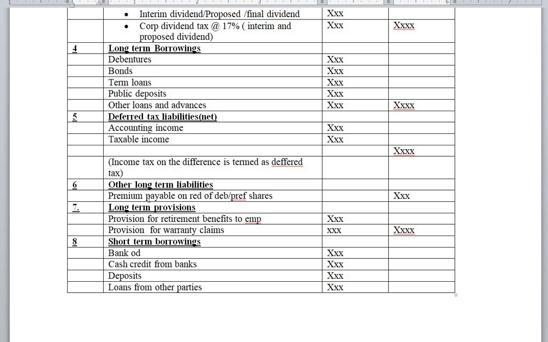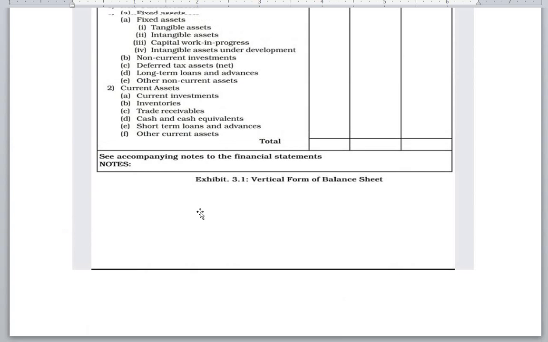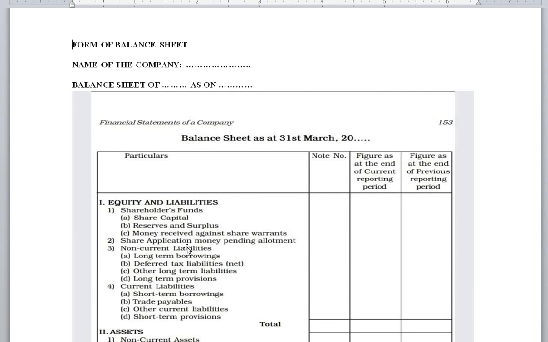Another long-term liability: premium payable on redemption of preference shares or debentures. When there is a premium which is payable, that premium amount will be shown in the long-term liabilities. And long-term provisions. What do you mean by long-term provisions? Provisions for retirement benefits of employees, if given in the question, and provision for warranty claims. If there are any such items given in the question, they will be stated under long-term provisions. So these are the main items which will come under non-current liability.